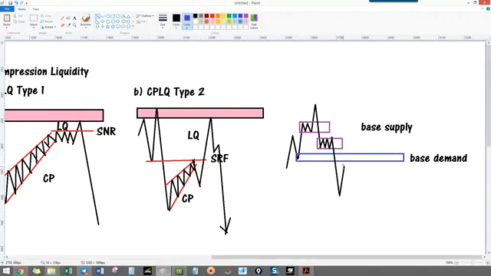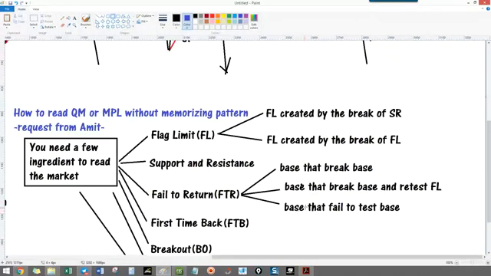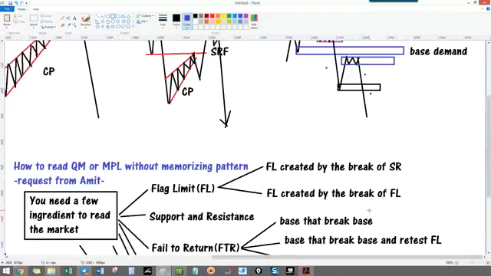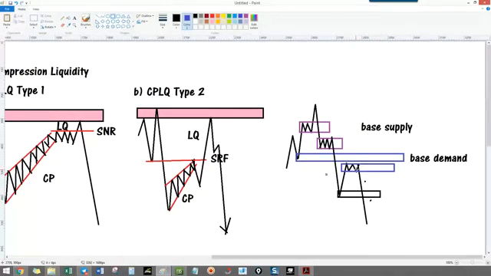And then you can also have something like this. This is an SR flip. You have something like this, and then it breaks another base. Make sure FTR is the thing that breaks a base. But over here, FTR that fails to return to SR flip is also called an FTR. Base that fails to test the base, fails to return to base, is also an FTR.